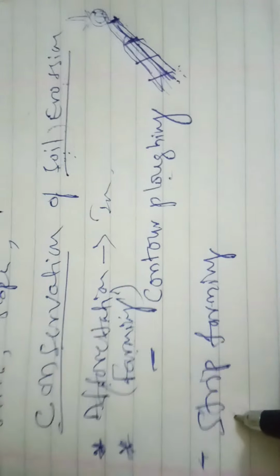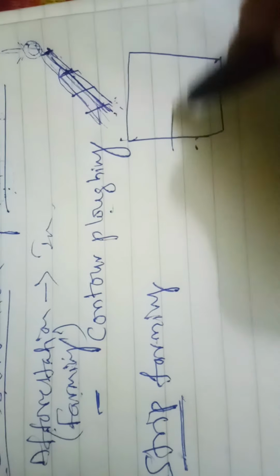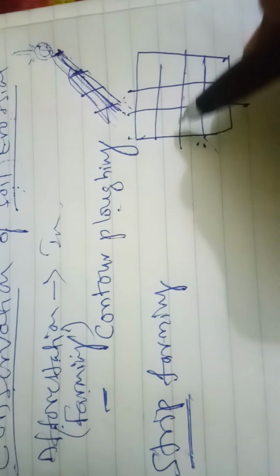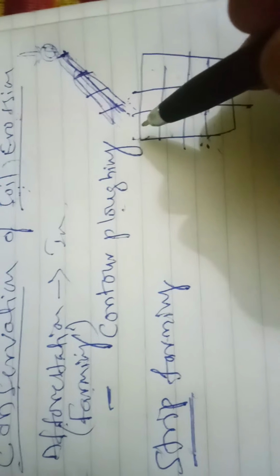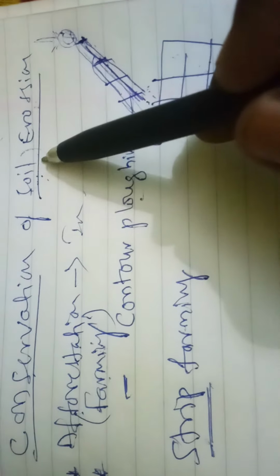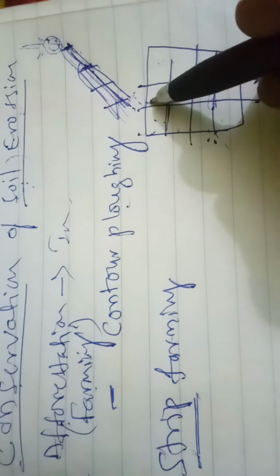Strip farming, strip means it's the method which prevents soil erosion when a large patch of land is subdivided into smaller patches by planting grass to divide each unit. So this is one strip, second strip, third strip. All these different strips made in the large patch of land are a method of preventing soil erosion. Grass is grown to divide the strips.